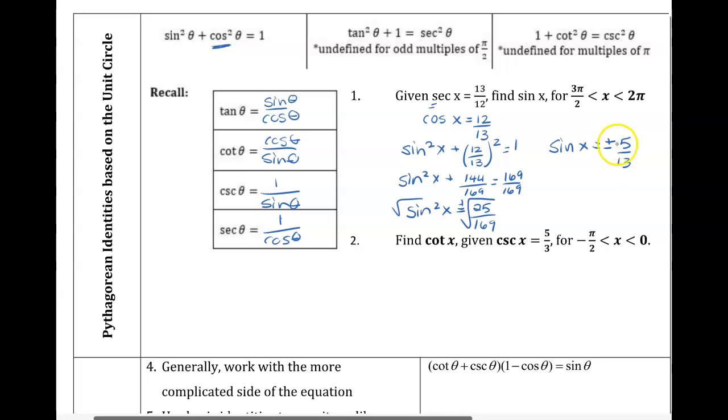At this point, we want to make a decision. Is this positive or negative? This is based on the quadrant information. We were told that our angle is somewhere between 3 pi over 2, which is 270, and 2 pi, which is 360, which must mean we're in quadrant 4. If I go back to my ASTC, the only thing positive here is cosine, which means sine must be negative. So we have sine of x equals negative 5 over 13.